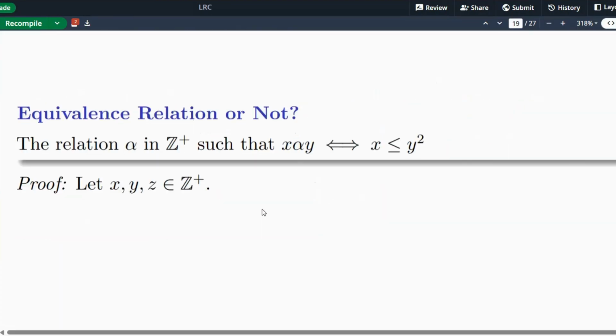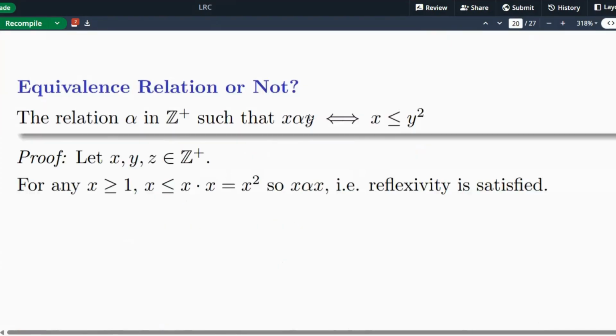Ito. So, the relation naman ng alpha, so alpha yung tawag sa relasyon in the positive integers. So, positive integers is my integers starting 1, 2, 3, and so on. Ito yung, the set. So, yeah. Tapos, si X daw, jowa niya si Y kung si X ay less than or equal to Y squared. So, actually, medyo obvious to siya na hindi siya equivalence, pero let's verify.